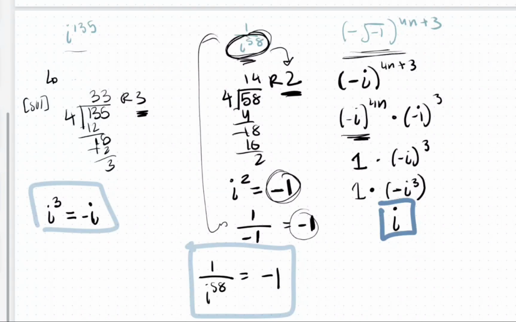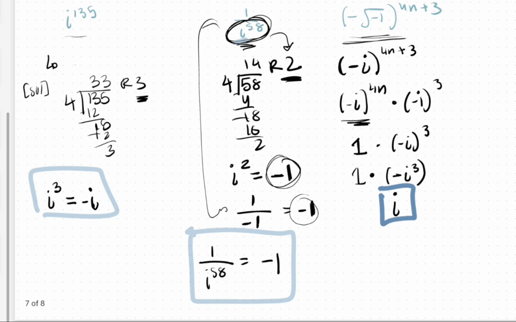Alright, so that was the quick intro to these imaginary numbers. But we haven't really gotten to the complex number part of these imaginary numbers. We know that these imaginary numbers do come into play in complex numbers. So let's jump into the complex number part.